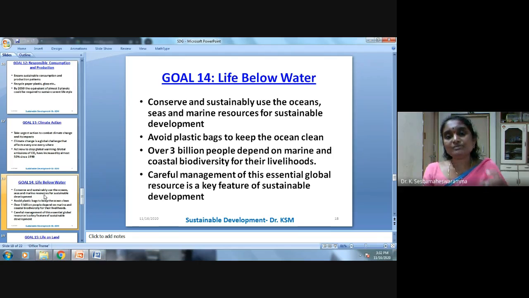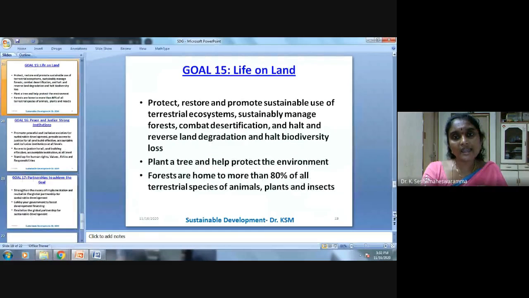So careful management of this essential global resource is a key feature of sustainable development. Otherwise, everywhere will be affected. Life below water means life on earth. Next, life on land: protect, restore, and promote sustainable use of terrestrial ecosystems. Sustainably manage forests, combat desertification, halt and reverse land degradation, halt biodiversity loss. Protect, restore, conserve, and promote sustainable use of all kinds of ecosystems, maybe forest or grassland, whatever it may be.